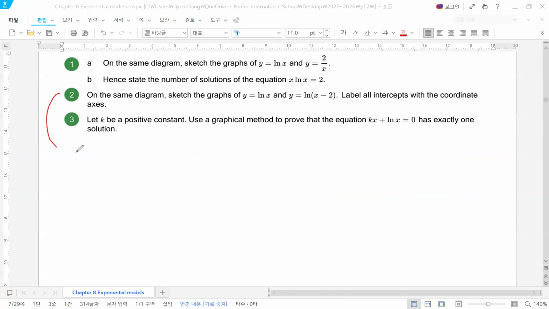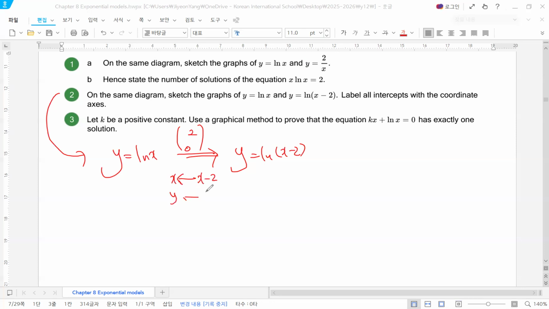Okay, students, y equals ln x is converted to, let's say, y equals ln(x minus 2). Can you recognize what transformation it is? Stretch, translation, reflection? What is it? Translation. Thank you so much. Translation by the vector (2,0). Very good. Because students, the only changed variable is x. So x minus 2 replaces x and y is just y. That's why the vector is (2,0).